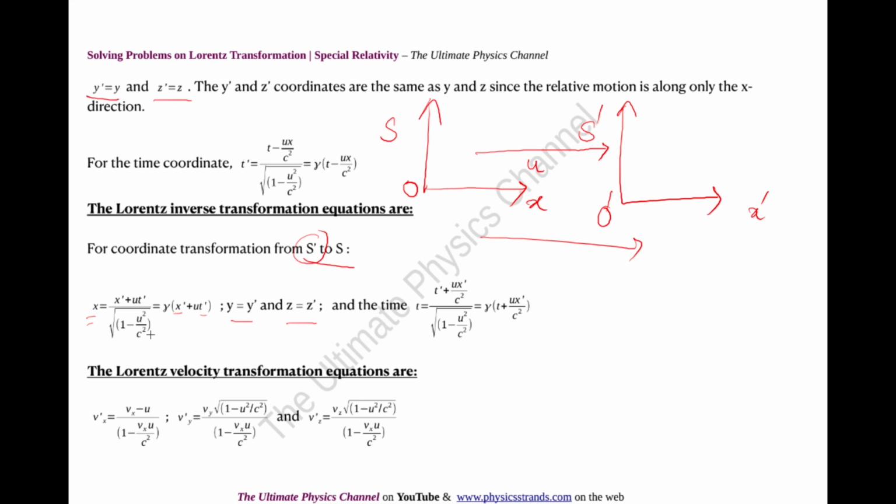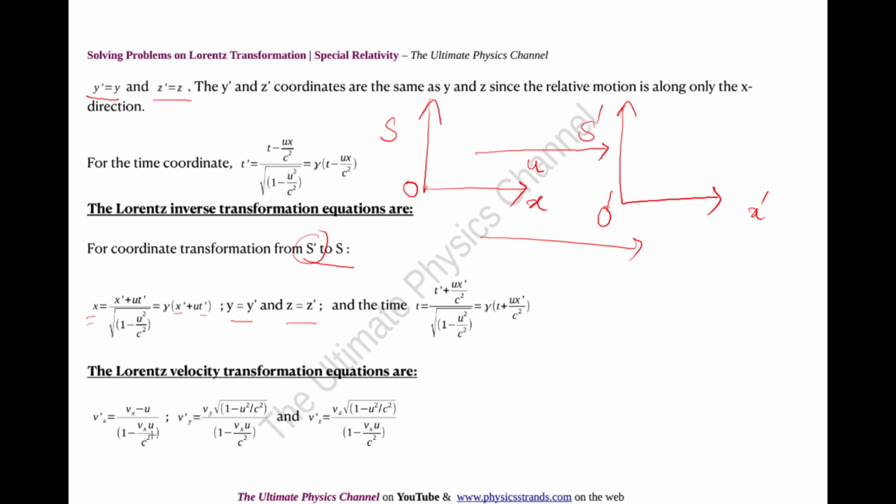Now we also have a set of velocity transformation equations between the two frames of reference, that is from S prime to S transformation. That is, if you have a set of velocity values for a particular object moving in the S frame, you can get the velocities for the S prime frame, right?